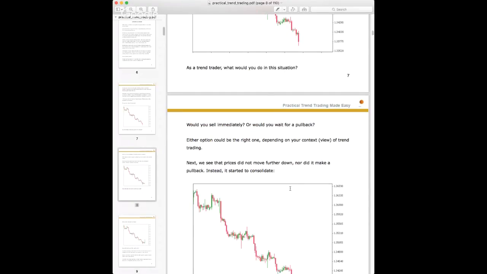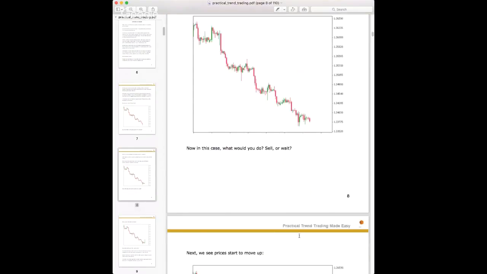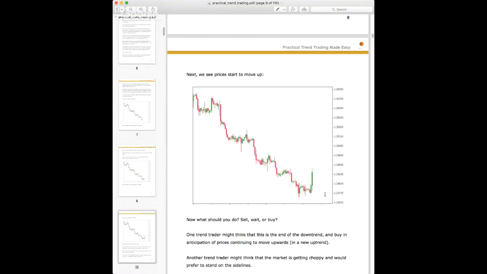But what happened next is that the price did not move further down, but it also did not make a pullback. Instead, it became a consolidation. So in this case, what would you do? Would you sell or wait? So there's a lot of context, right? And then in the end, price starts to move up. So what would you do? Would you sell, wait, or buy?